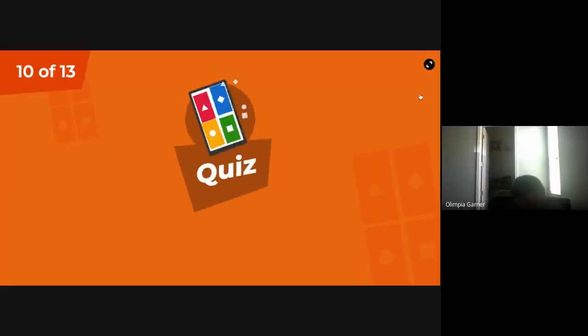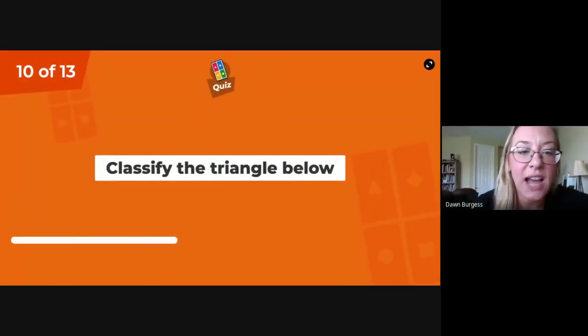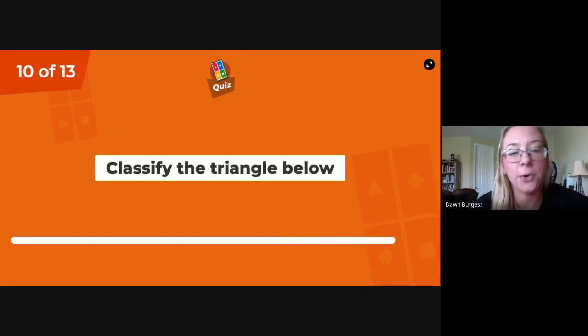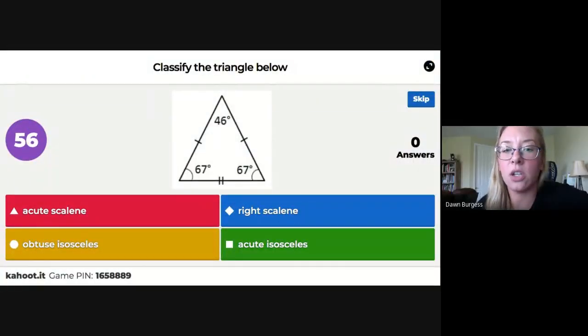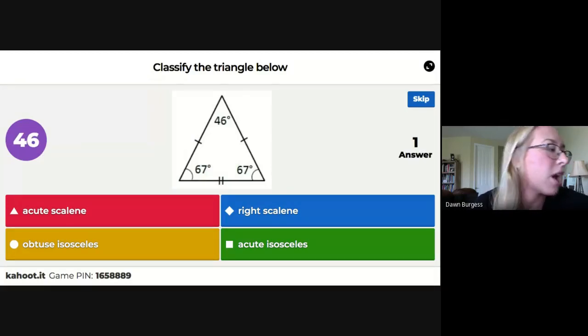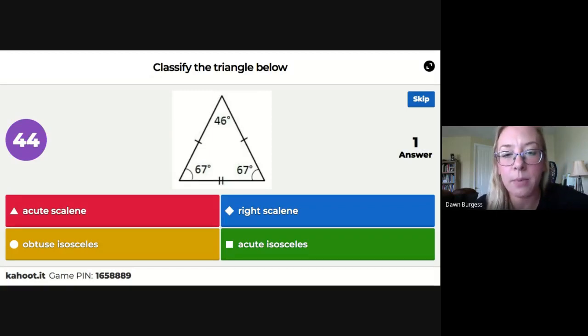Okay, 10 of 13. Classify this triangle below. Take a look at the angle, and then take a look at the lines. Remember that those little lines are giving you information too. Remember how I told you they're matching something up right before we left for break.